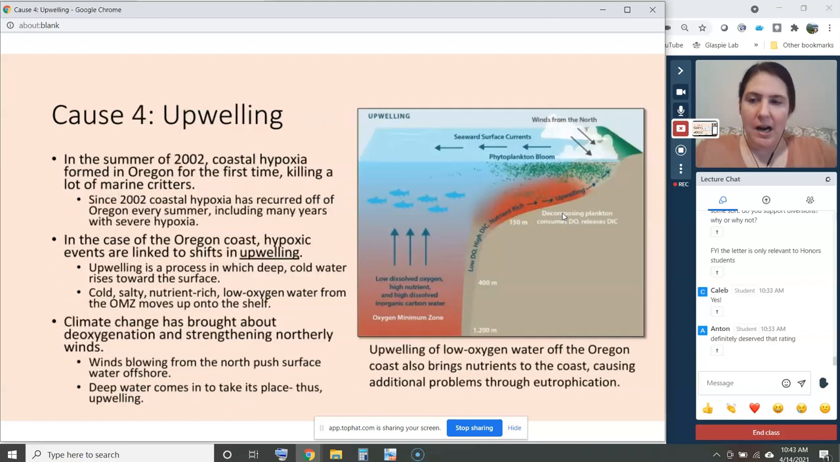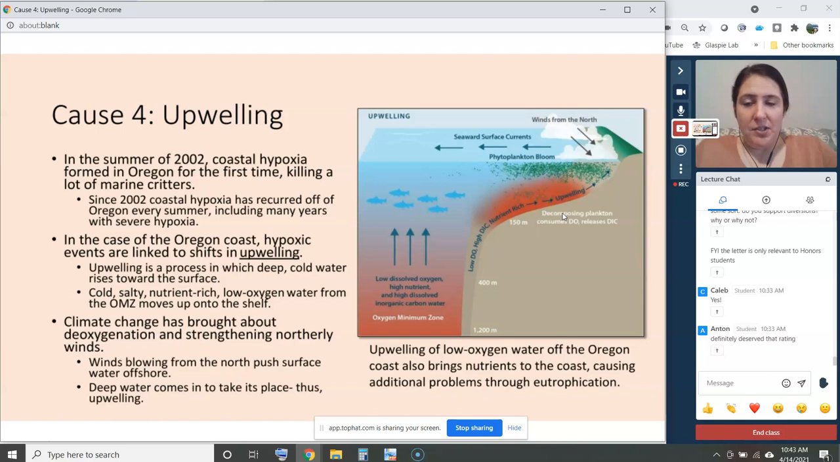And there's one more cause for coastal hypoxia. You can see a lot of these kind of work together, and a lot of these are due to climate change or changing land use practices. The fourth cause is upwelling. A poster child for hypoxia that's related to upwelling is Oregon.